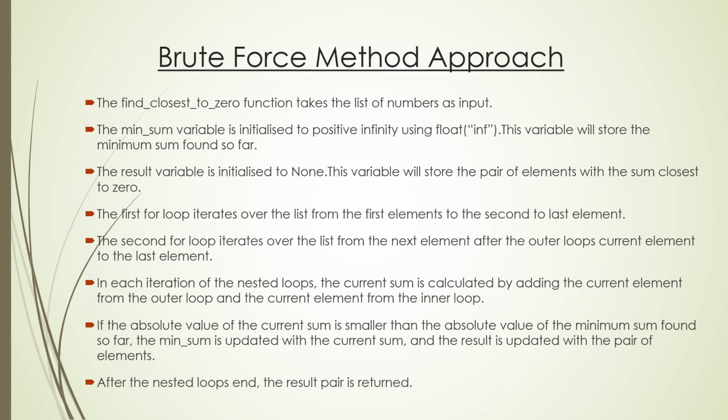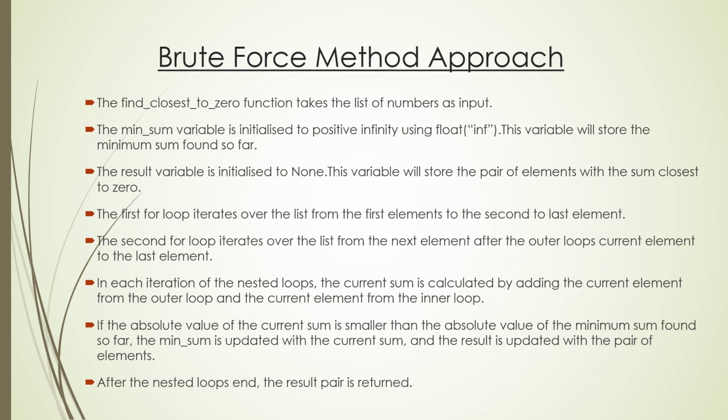Brute force method approach. The find closest to 0 function takes the list of numbers as input. The minimum sum variable is initialized to positive infinity using float. This variable will store the minimum sum found so far. The result variable is initialized to none. This variable will store the pair of elements with the sum closest to 0.